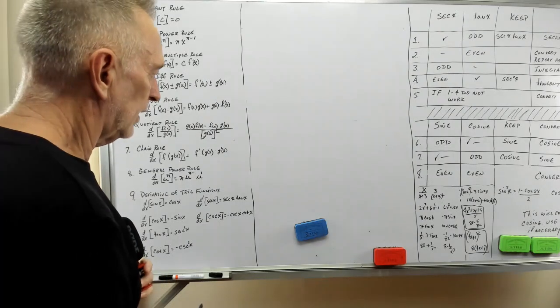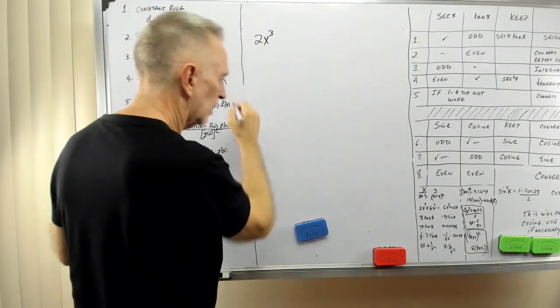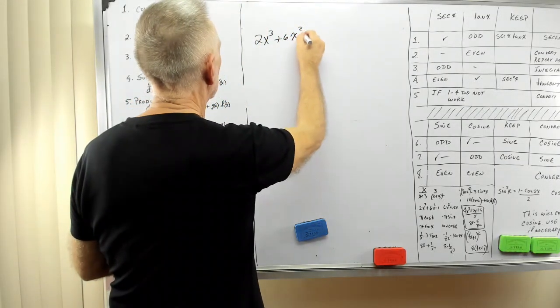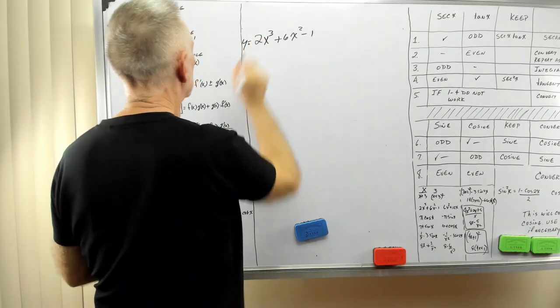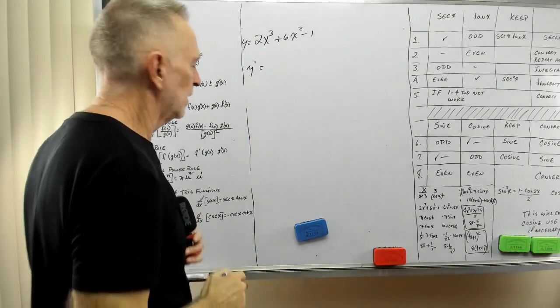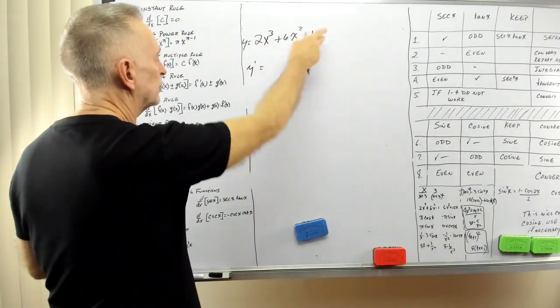Let's take a simple one here. 2x cubed plus 6x squared minus 1. So y equals that. And we're trying to find y prime. So now, what are the rules? We have the sum and difference of some things here.